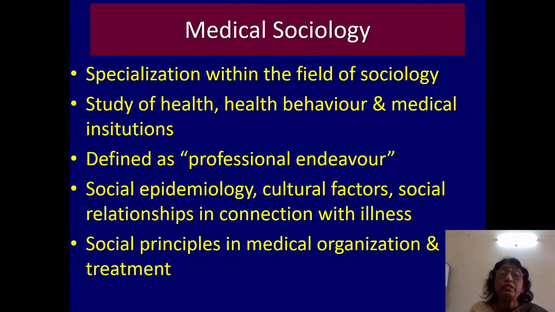So, the social relationship in connection with illness. For example, if someone falls sick in the family, all the close relations come, they attend, they talk to the sick person and to the family members, and they extend help. Ultimately they want to extend help during the sick time. So those are nothing but the relationships and the social principles in medical organization and treatment.